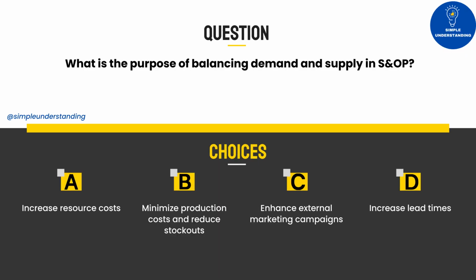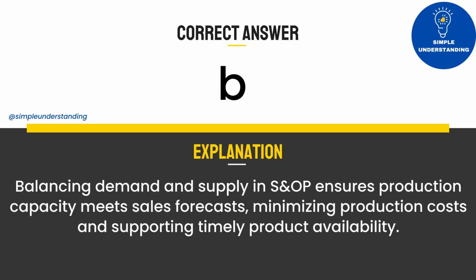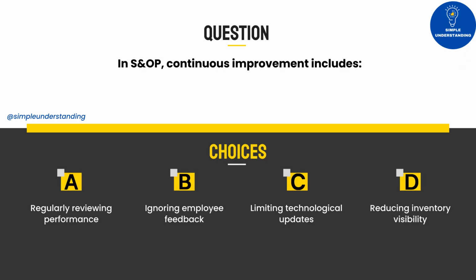9. What is the purpose of balancing demand and supply in S&OP? A. Increase resource costs. B. Minimize production costs and reduce stockouts. C. Enhance external marketing campaigns. D. Increase lead times. Answer B. Explanation. Balancing demand and supply in S&OP ensures production capacity meets sales forecasts, minimizing production costs and supporting timely product availability.